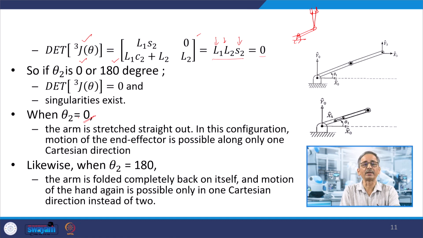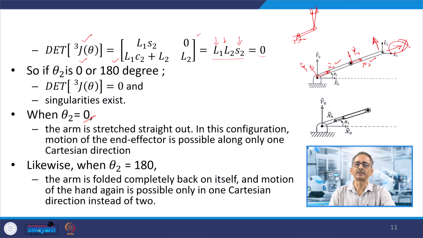What does it mean by theta 2 equal to 0? Theta 2 equal to 0 means this one, because you have x2 cap, y2 cap, and x1 cap here and y1 cap here. The angle between x2 and x1 is 0, and this is a singular configuration, because when you give theta 1 a value, the end effector cannot move in this direction, it can move only in this direction. The ability to move in this direction has been lost at this configuration.